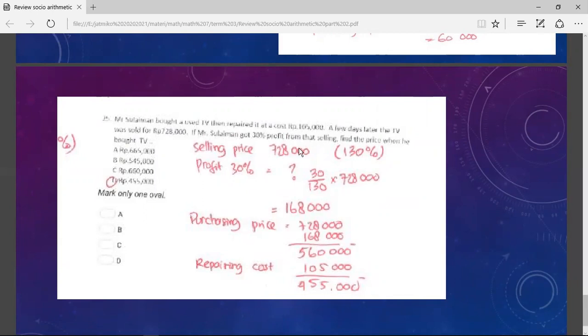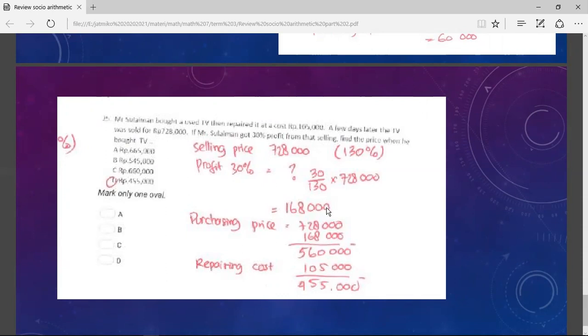So 30 divided by 130, because the profit is 30 and the selling price is 130. So 30 per 130 times 728,000 is equal to 168,000 rupiah.